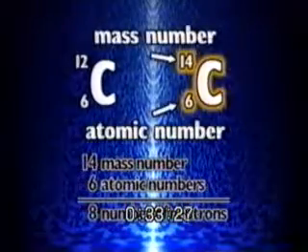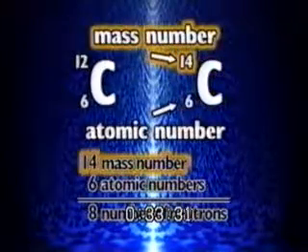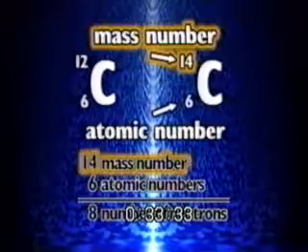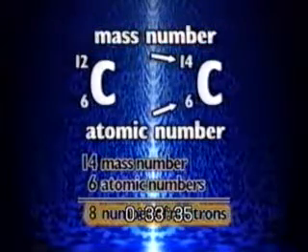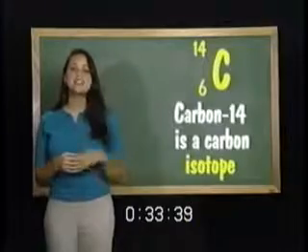The carbon isotope on the right also has 6 protons, of course, but since the mass number is 14, we know that there must be 8 neutrons in this atom's nucleus instead of just 6. So carbon-14 is a carbon isotope.